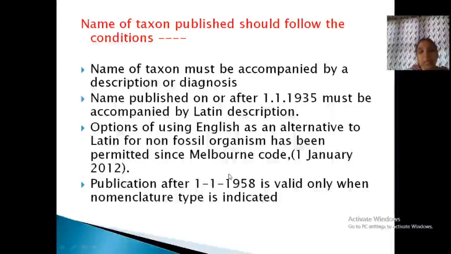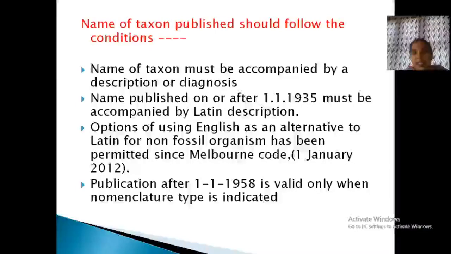Then publication after 1958 is valid only when the nomenclature type is indicated. Very, very important. So, when you describe a taxon, you need to describe the nomenclature type based on which you published the taxon. Clear? So, for every family I told you there is a type, likewise for every species you have to keep a nomenclature type. So, a paper published after 1958 is valid only if the nomenclature type is indicated. Understood?